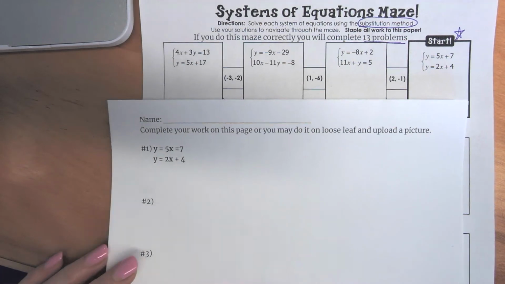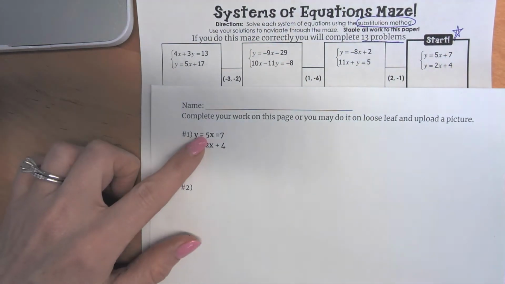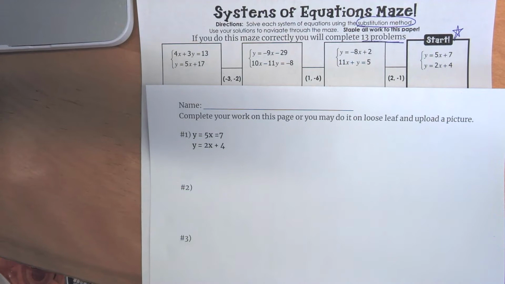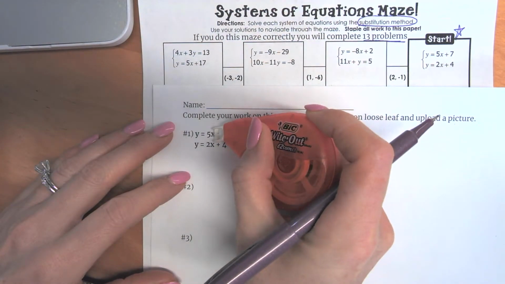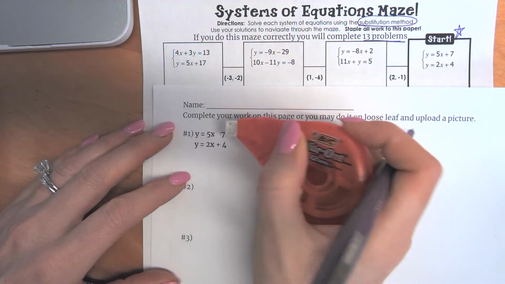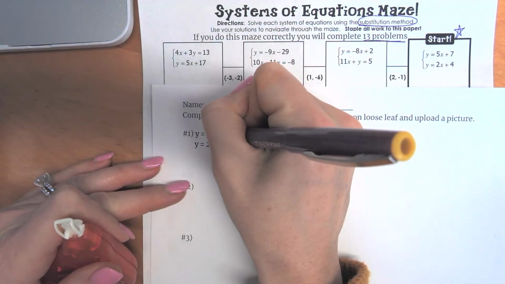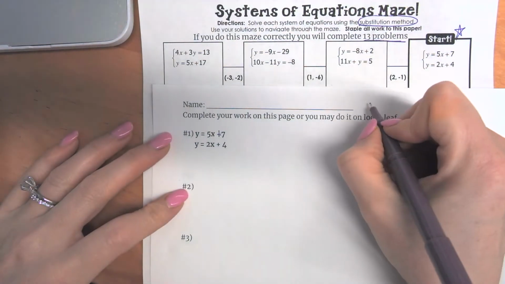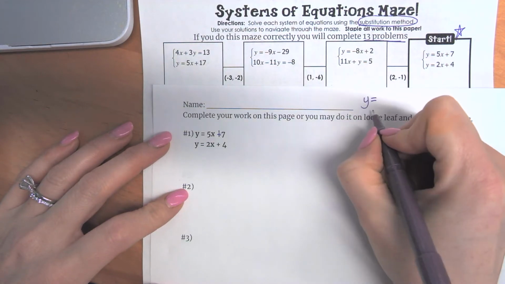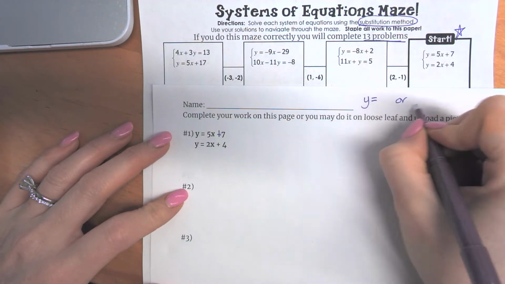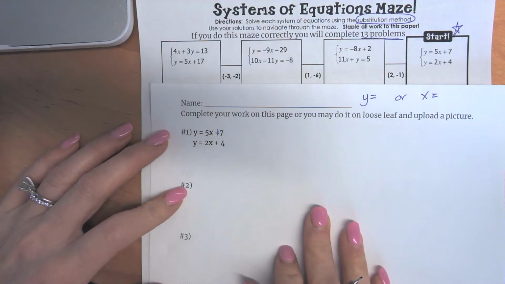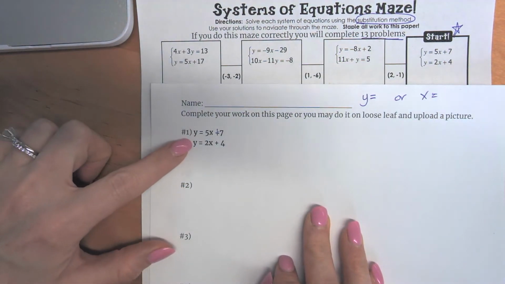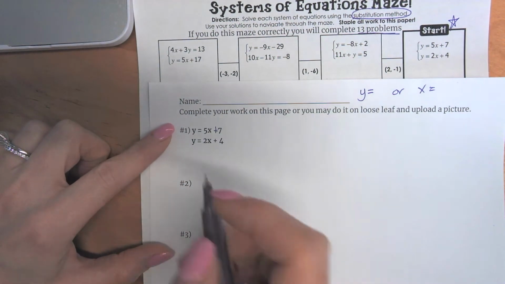If you take a look, our first question in our start box is y equals 5x plus 7. That shouldn't say equals 7, it should say plus 7. And we have y equals 2x plus 4. The first thing you want to try to do is get your equation in either y equals form or x equals form. We have 2 y equals forms, so it doesn't matter which one we substitute in.